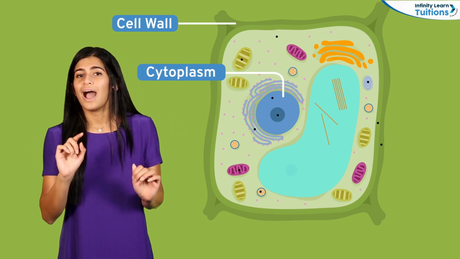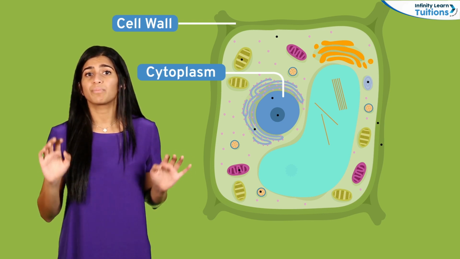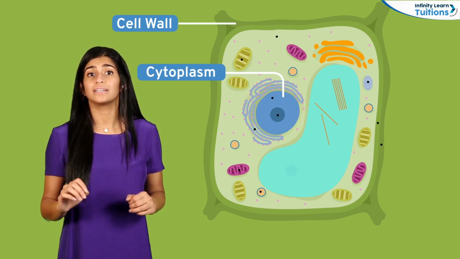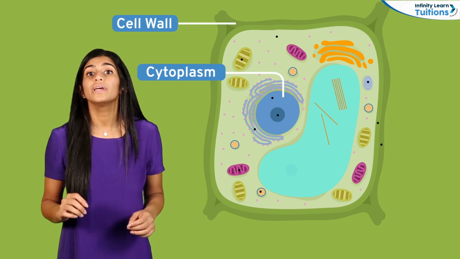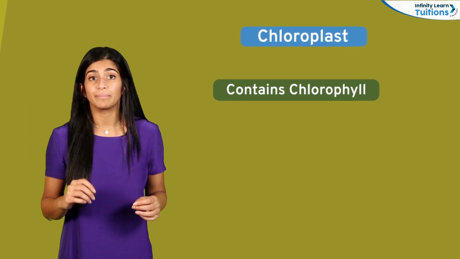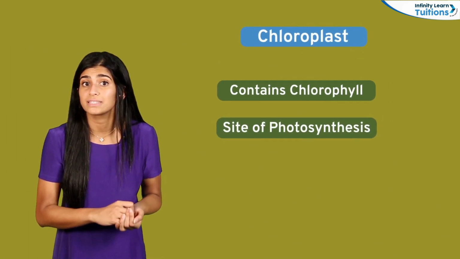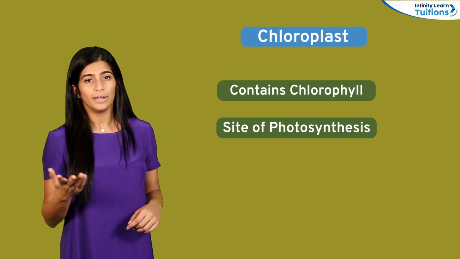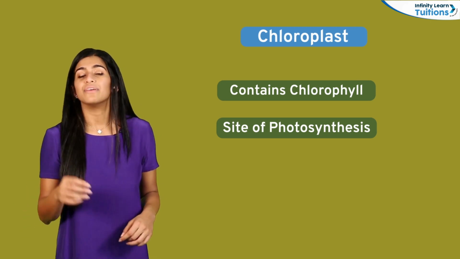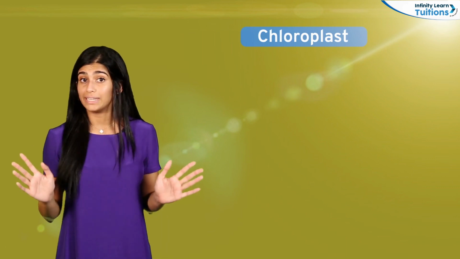However, the most important part as far as the process of photosynthesis is concerned is a structure called the chloroplast. It contains the chlorophyll pigment and is therefore the site where photosynthesis takes place. Chlorophyll is what gives plants their green color. And the final component, sunlight, is available to the plant during the day.